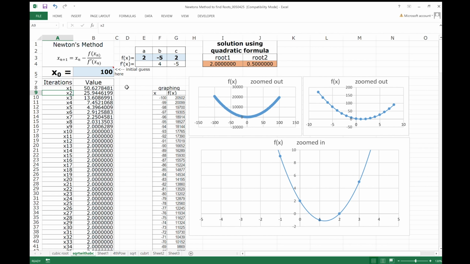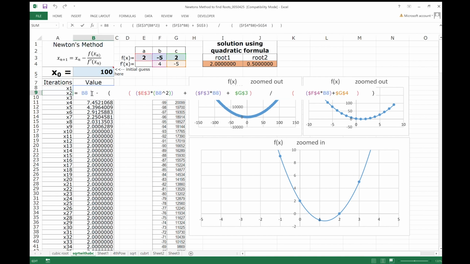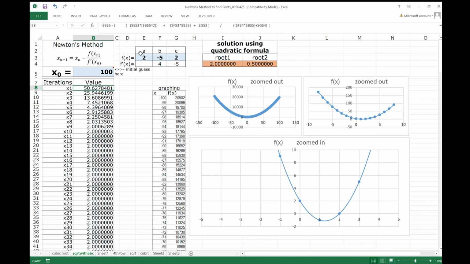The value for x sub 1 is simply Newton's formula: the previous x term minus the function f divided by f prime, both evaluated at the previous x sub 0 value. For x sub 2, we're doing the same thing, except this time we're using the result x sub 1 from the previous iteration. The formula repeats for all subsequent iterations.